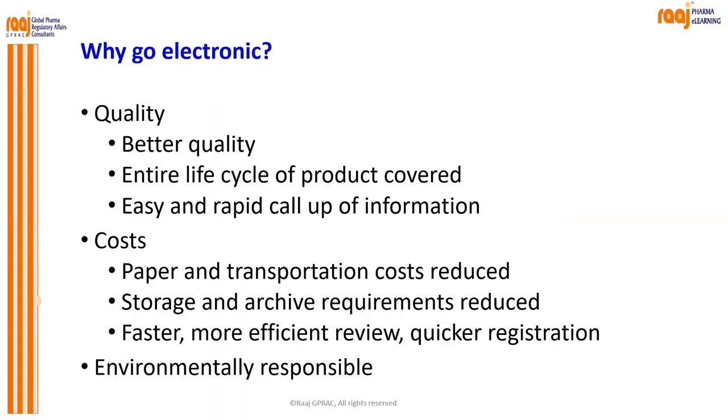So let us talk about why go electronic. There are three parameters which are extremely important. First of all, quality. We give better quality because when we send the application using eCTD software, the entire life cycle of the product is covered. Just imagine one product development takes 10 to 12 years when we start with the first non-clinical study. During the non-clinical phases, when we have to compile the module 4 data, it takes again 3 to 4 years for the non-clinical.